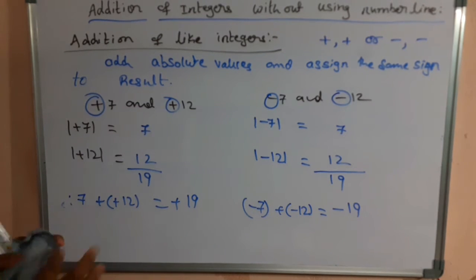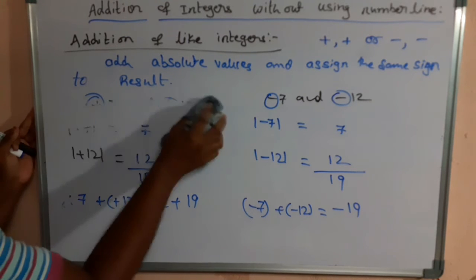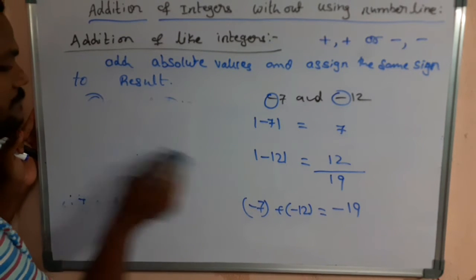Let me explain another example. Then of course we will go to the addition of unlike integers.